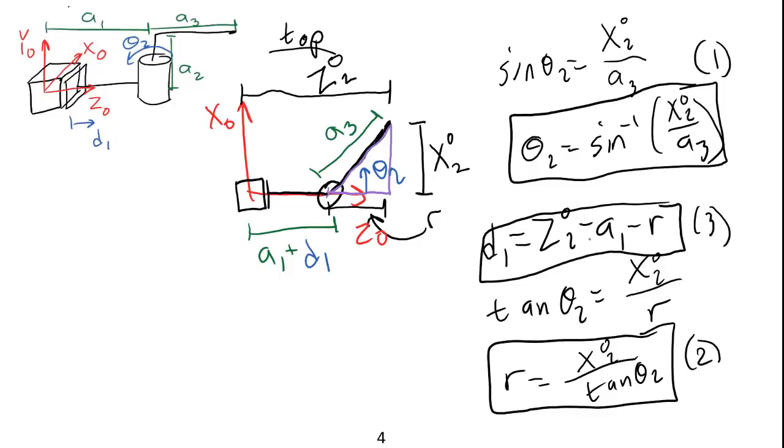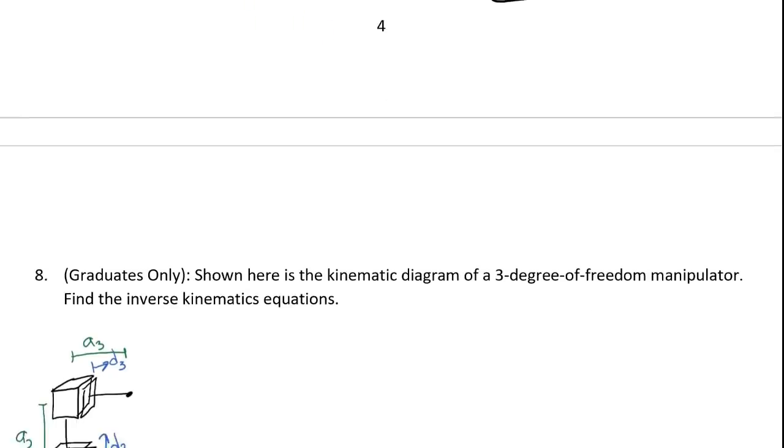There are more ways that are correct to do this than this one. For example, we could have used the cosine of theta 2 to get R. Or I could have used the Pythagorean Theorem to get R from A3 and x02. There isn't just one unique solution to inverse kinematics. There's often more than one way to do it. But since I ended up with two equations that solve for my two joint variables, I'm done with this problem and we'll move on.